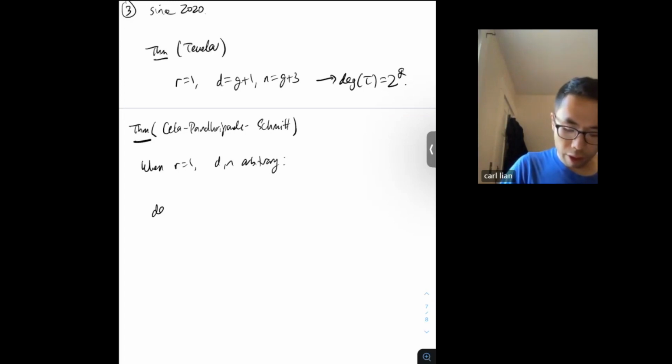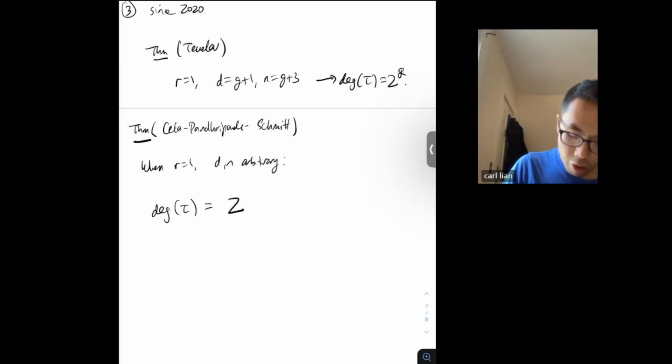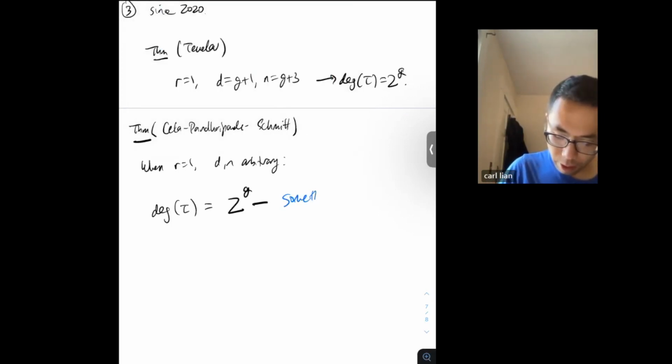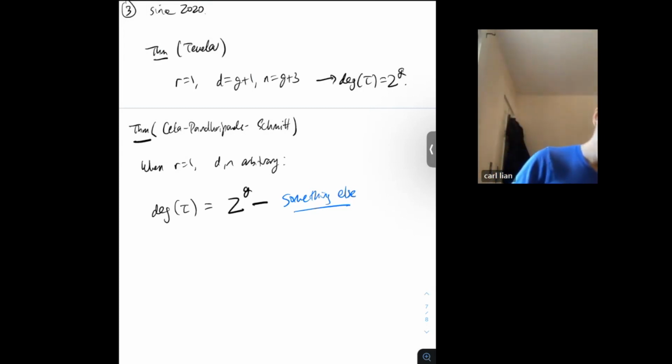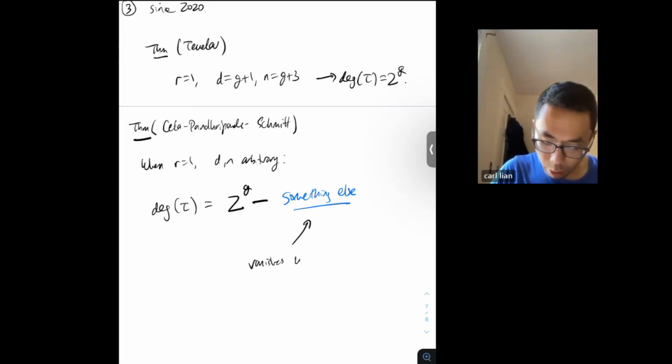what they found is that the degree of tau, well, I'm not going to write their complete formula, but it's 2 to the g, and then minus something else. This something else is like some kind of sum of binomial coefficients. But let me just say something. This something else vanishes when d is at least g plus 1.